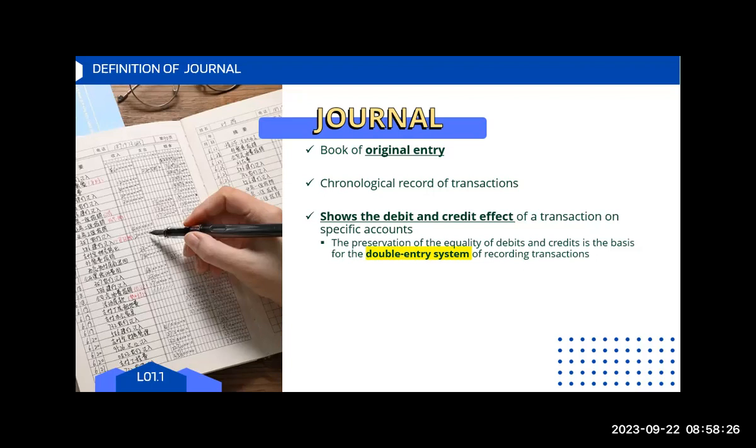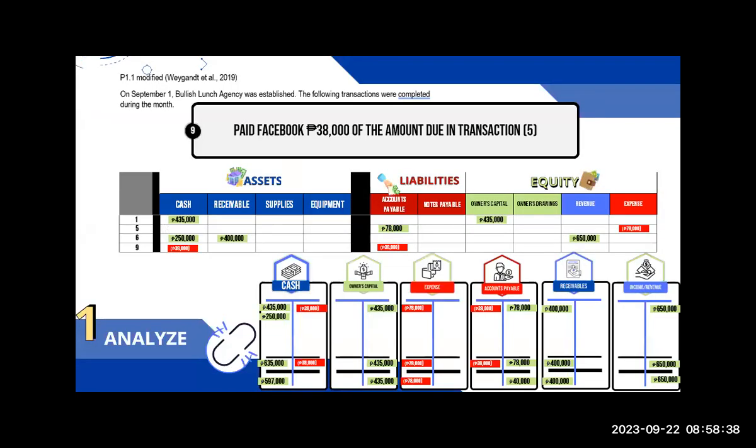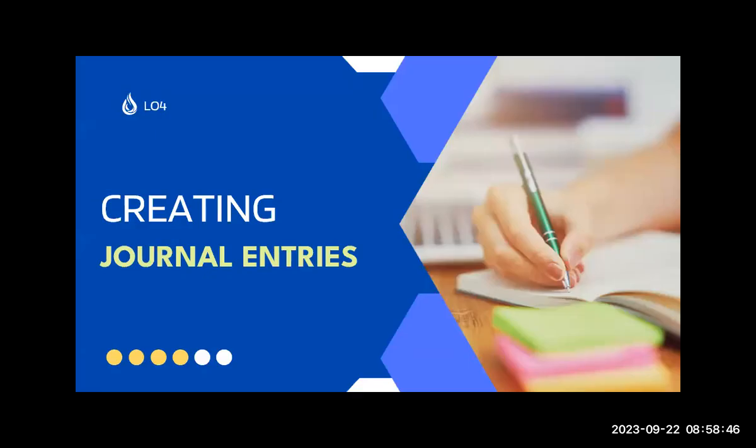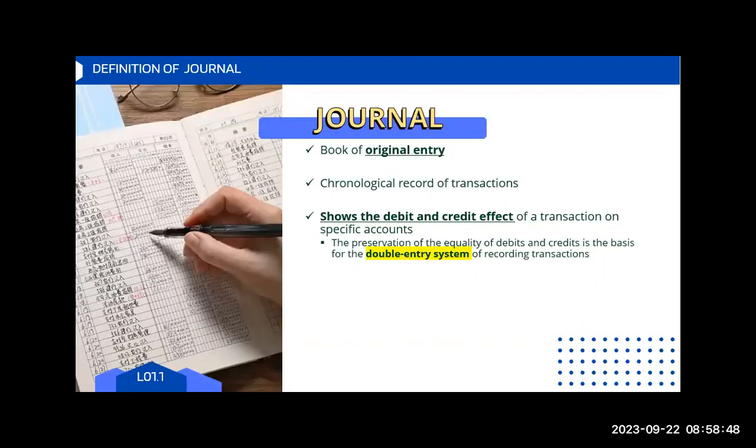And then, ang importante sa journal is it shows the debit and credit of a transaction on the specific accounts. So what it means is that it follows a double entry system. So what does that mean? Double entry meaning, napapansin nyo, at least 2 accounts are affected per economic event, right? So may left and right siyang impact. That's the reason why it's called a double entry system.